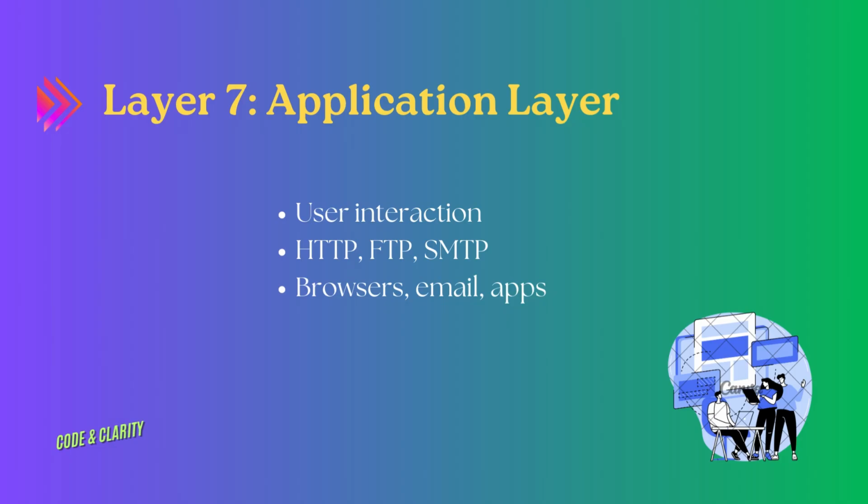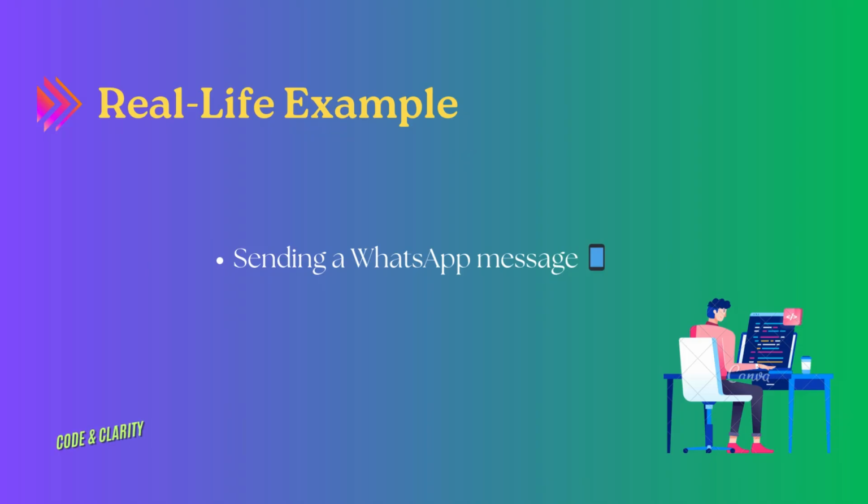Let's look at a real life example and connect everything. Suppose our use case is sending a WhatsApp message. When you send a WhatsApp message, it starts at the application layer, then moves down layer by layer, travels through the network, and then goes back up the layers onto the receiver's phone. All of this happens in milliseconds, and all the credit goes to the OSI model.